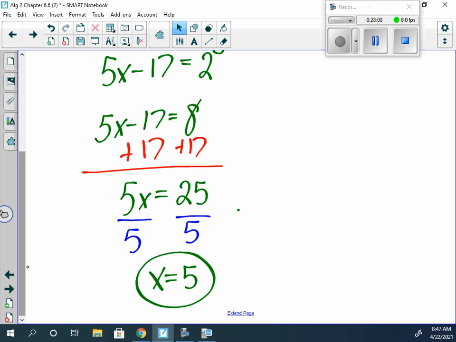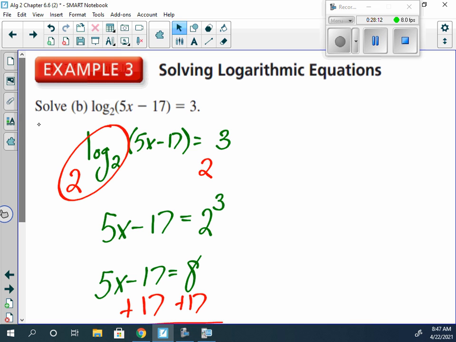Questions on this here? Now, the only thing I would check and make sure is when we look back at this here, 5 times 5 is 25 minus 17 is 8. We're good. We have a positive number. Because we just need to make sure that whatever's inside the logarithm is not negative. Because if I get a negative number inside the logarithm, that solution does not work.